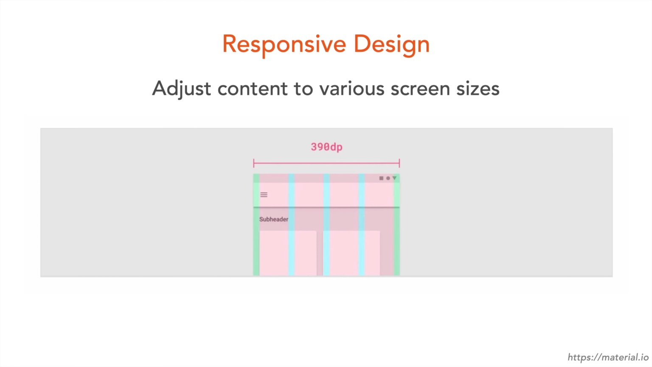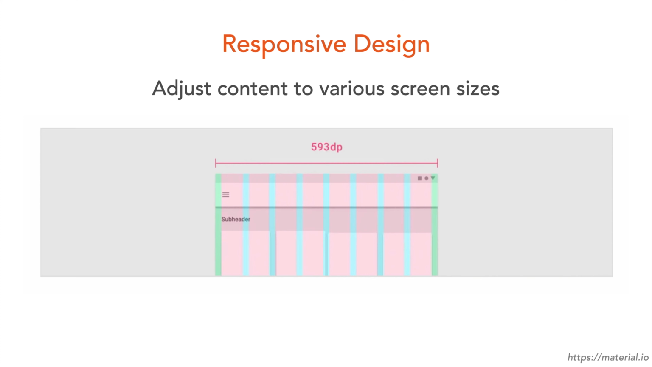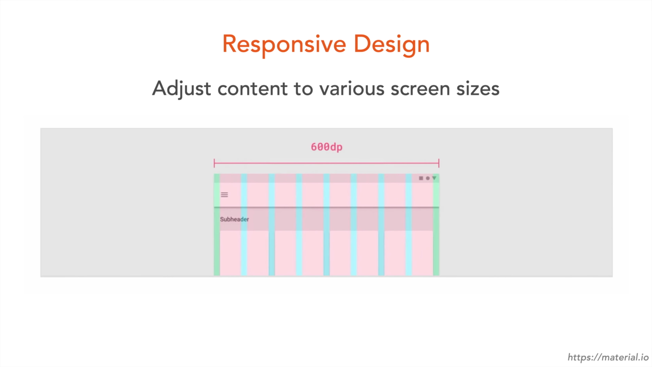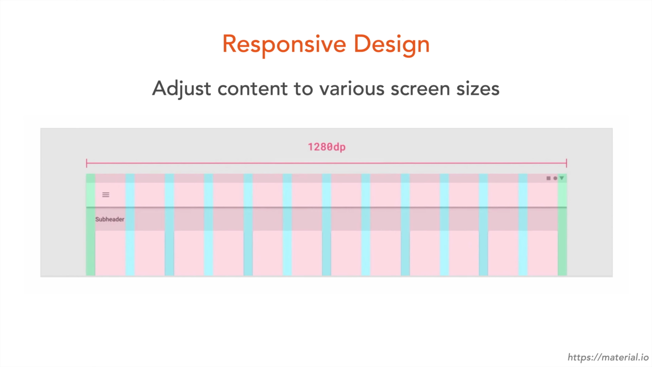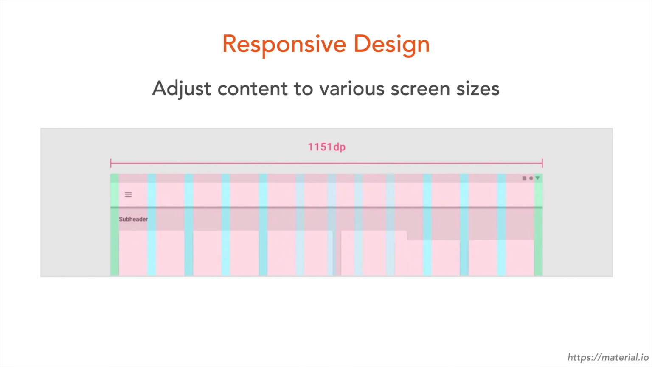So enter responsive design. Under responsive design, we will try to adjust our app's screen content to various screen sizes so that our app screen will look nicer on any kind of device.